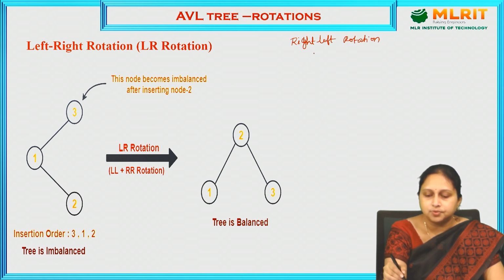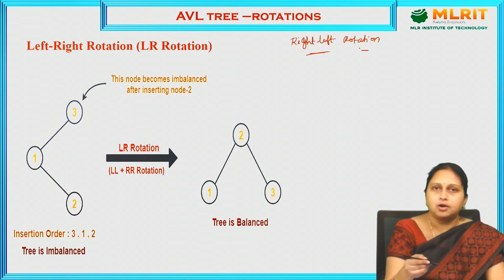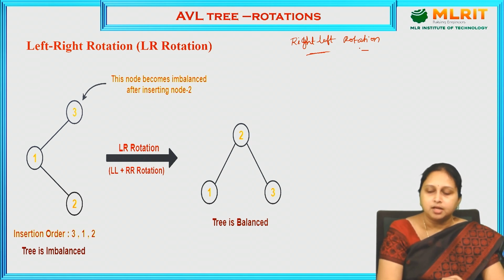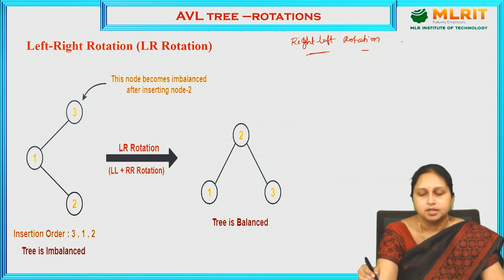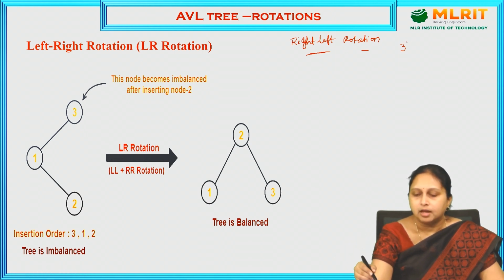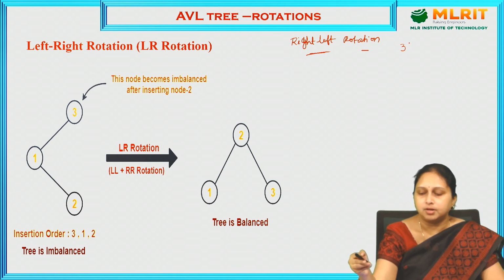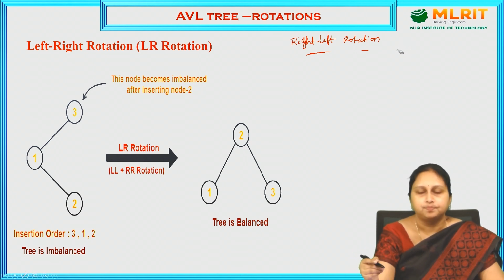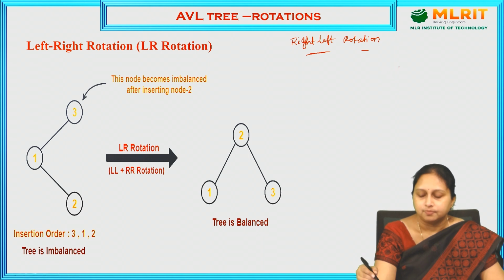One case we have already seen, LR rotation, already done. Now suppose you have a case like this. Suppose you have 3 as your root node, and let me take one more example, not 3. I need to get a tree like this.